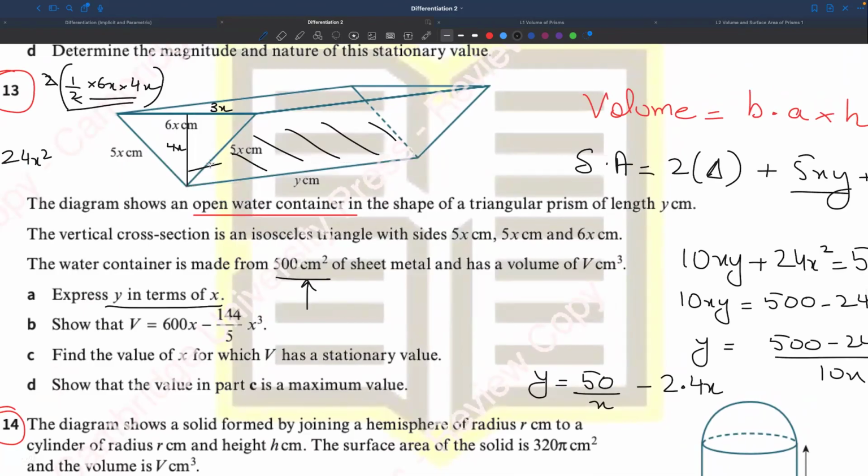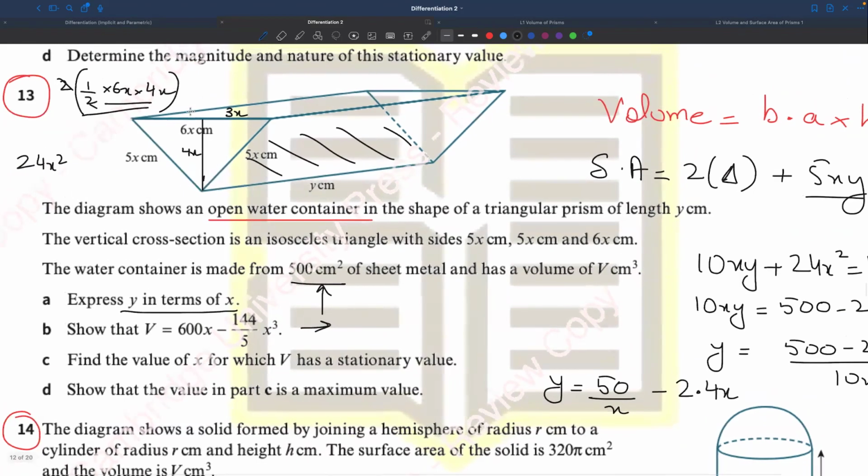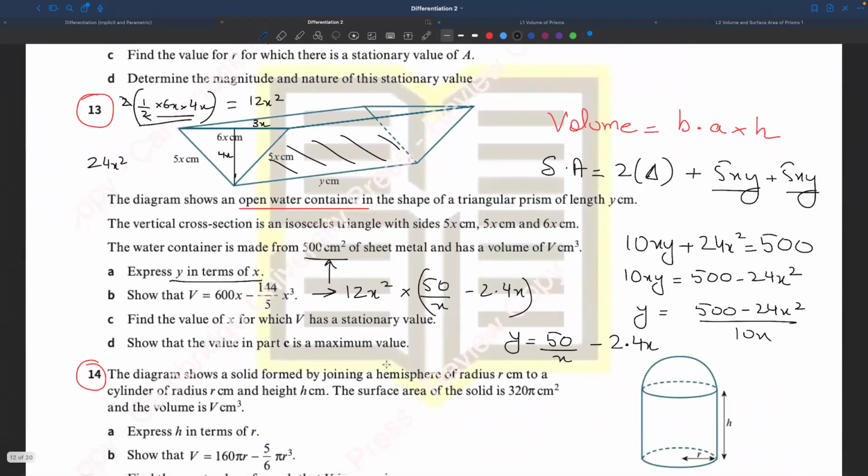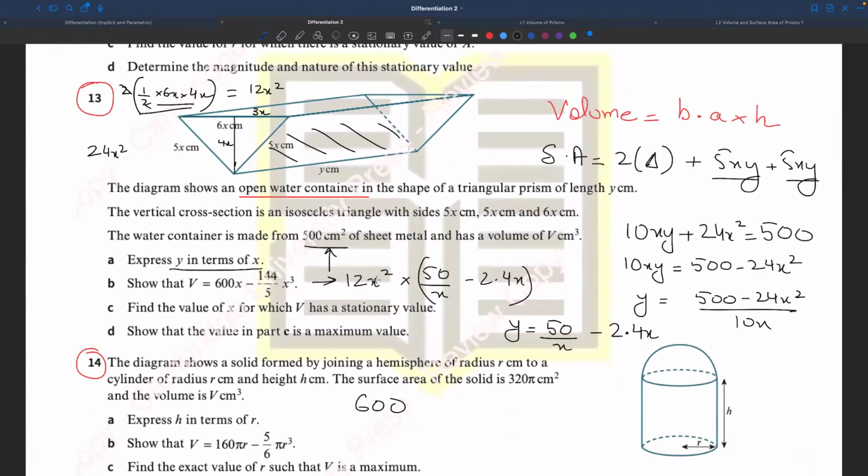So you will say, sir, the volume of my prism will be base area, which is the area of this triangle, which is 12x square, multiplied by the height, which is y, but in place of y, I will write 50 upon x minus 2.4x. Okay? Now, when I multiply 12 by 50, what will I get? 600. X and x will cancel, so I will have only x remaining, right? 12 into 2.4 is how much? 24, 12 for the 48, 28.8, right?